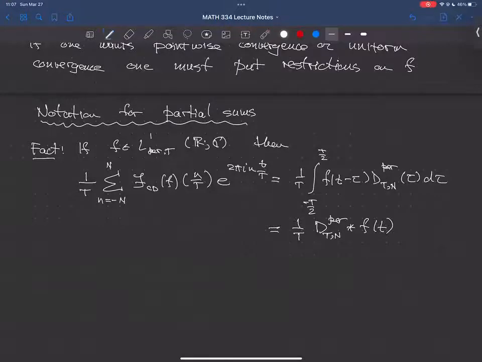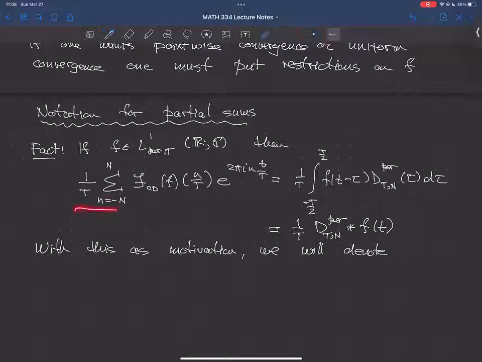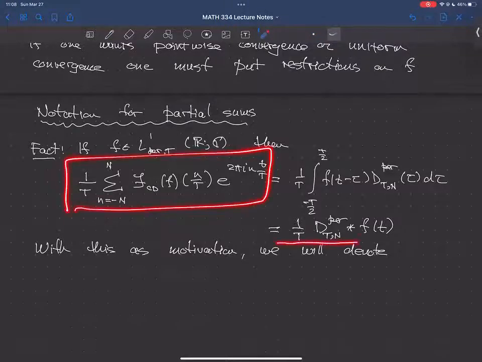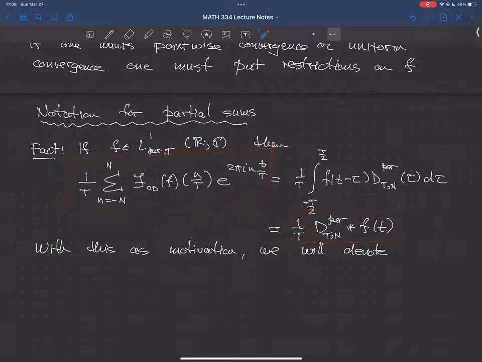Okay, so with this as motivation, we will denote the nth partial sum, I'm going to use notation that reminds us that that's in fact a convolution, but I don't want to carry that 1 over T around because it's just a nuisance. And so I'm going to use this notation: D per Tn F.